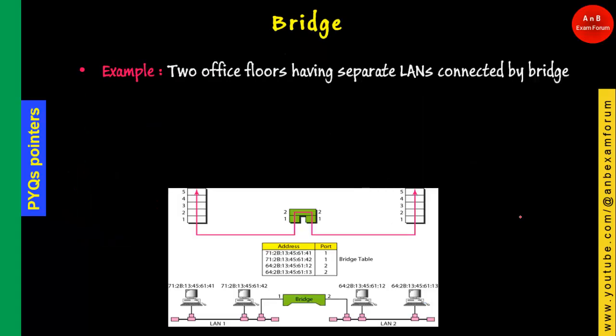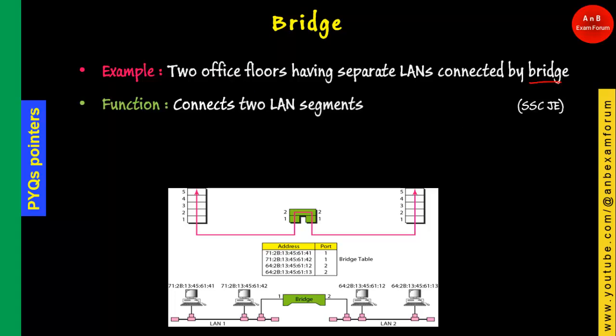Coming to the next networking device, suppose there are 2 floors in your office, and they are separated by LAN. So each floor has its own LAN. You want to connect those 2 floors. In order to connect those 2 floors which have separate LANs, you use the bridge. So the purpose of this bridge is to connect 2 LANs. LAN is what? Local area network. And this pointer was asked in SSC CGL, a very simple one.